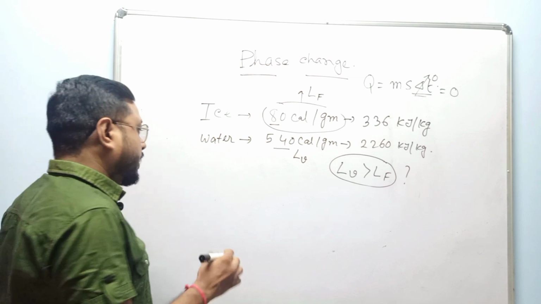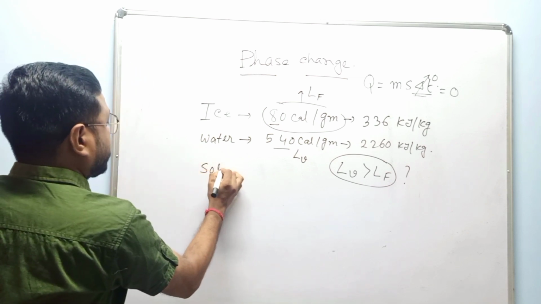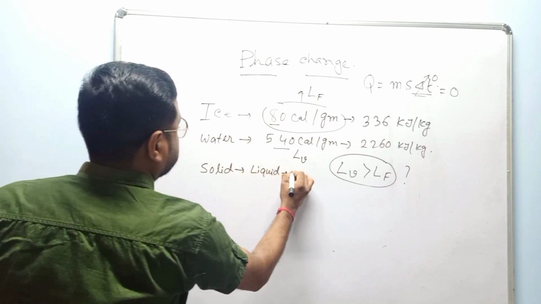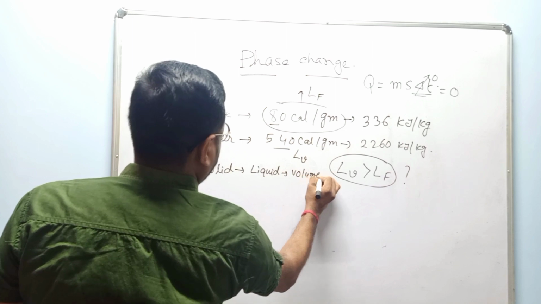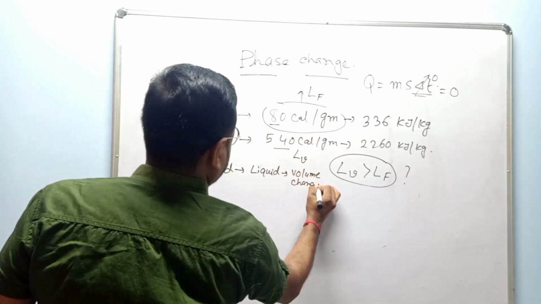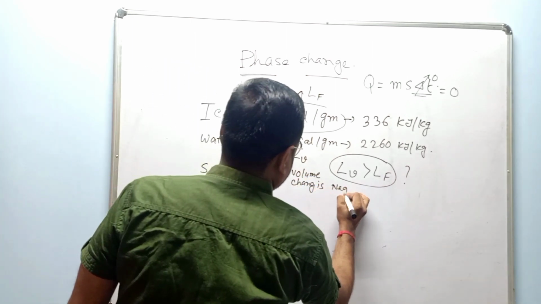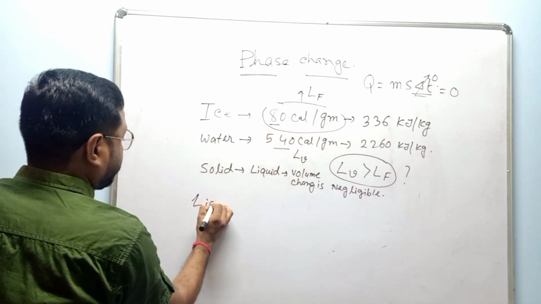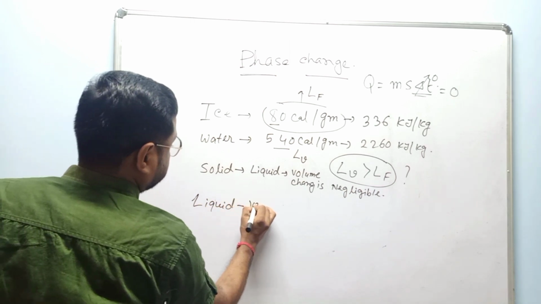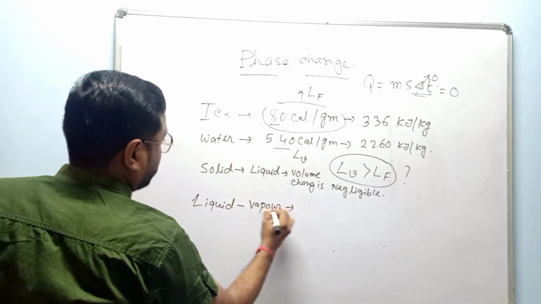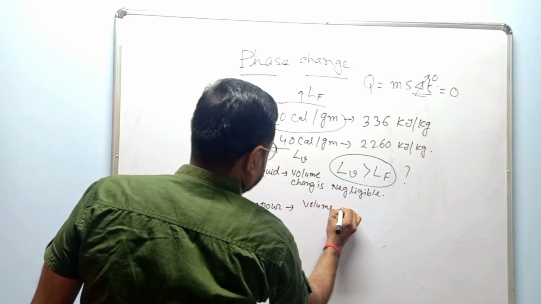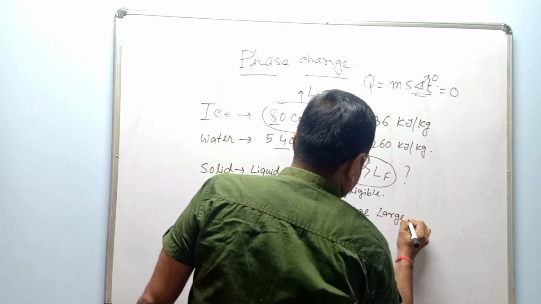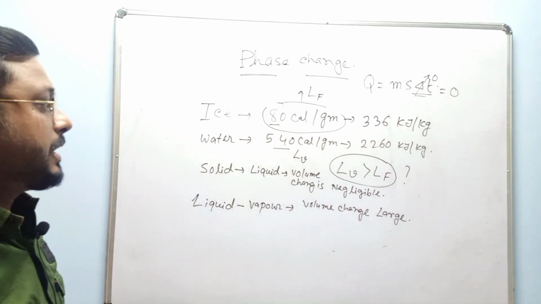Because when a solid gets converted into liquid, its volume change is negligible. But when a liquid is converted into vapor, its volume change is large. So it takes more amount of heat.